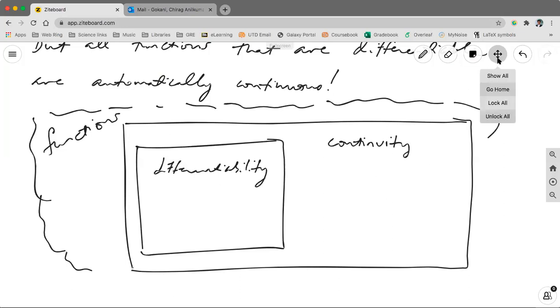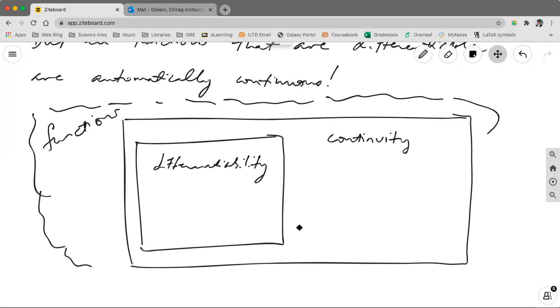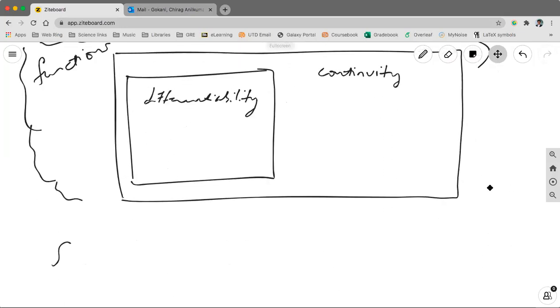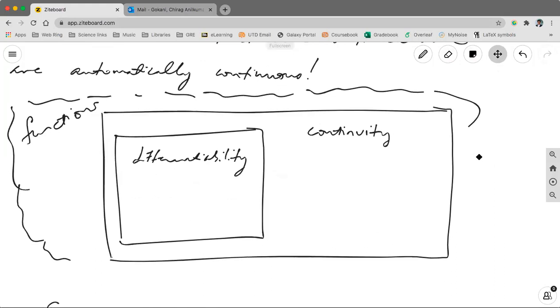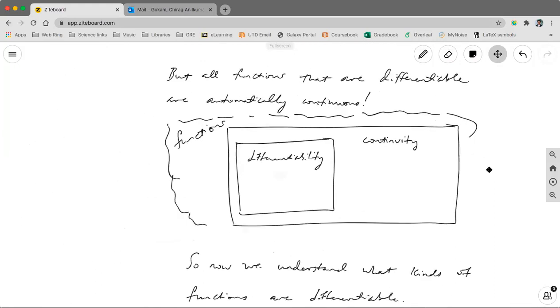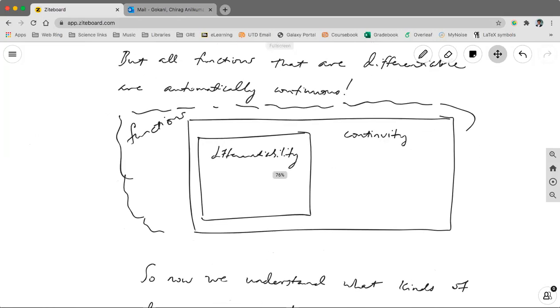You might want to write this down for the quiz as well. Maybe even just the schematic will help you around this topic. So any questions so far about differentiable functions, continuous functions? Nothing. Okay, I hope this is making sense to people.